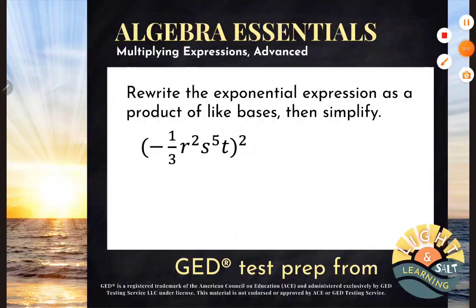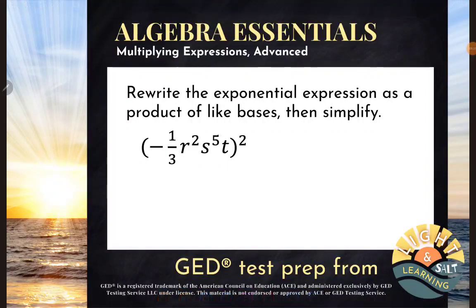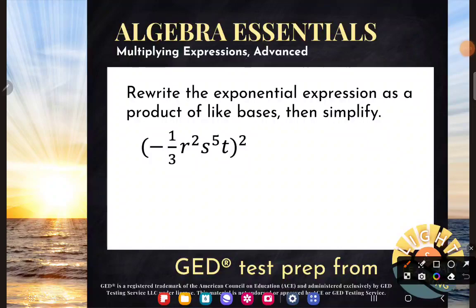Hey, algebra students, let's look at this advanced level example of what we've been working on, multiplying expressions. The particular expressions we're multiplying are known as monomials, but you don't need to know that in order to complete this. So it says rewrite the exponential expression as a product of like bases, then simplify.